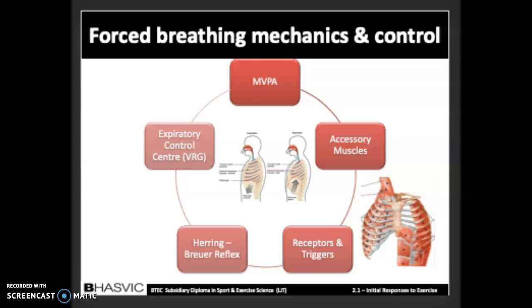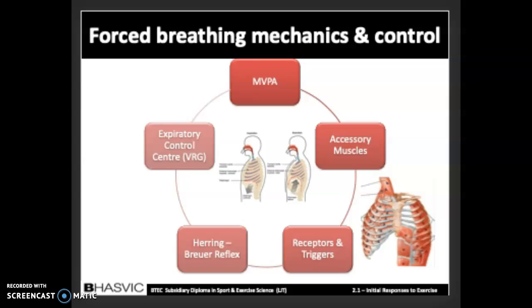So during active expiration, the dorsal respiratory group and the inspiratory center of the ventral respiratory group are inhibited, meaning the expiratory center of the ventral respiratory group is active. Therefore, the muscles of expiration contract and the muscles of inspiration relax, so expiration occurs.